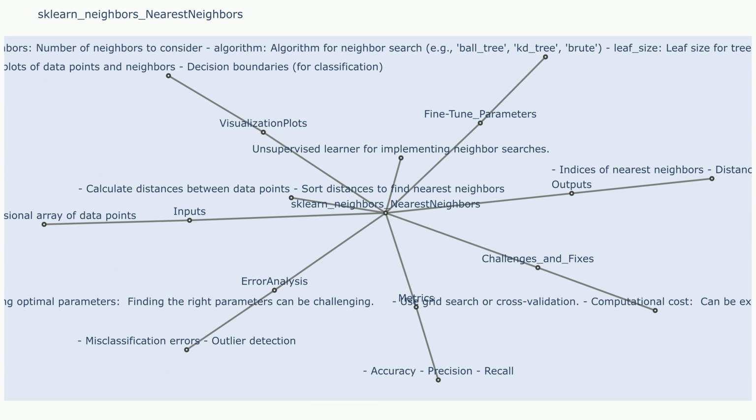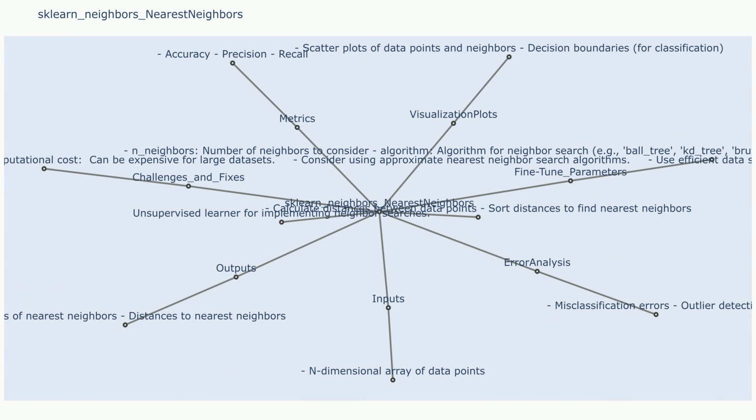Fixes to Challenge 4: oversampling or undersampling. Apply techniques like oversampling the minority class or undersampling the majority class to balance the dataset and improve the performance of nearest neighbor algorithms. Cost-sensitive learning. Assign different costs to misclassification errors based on the class imbalance.